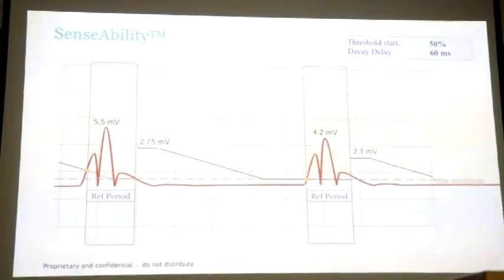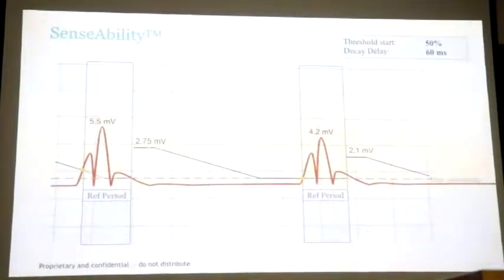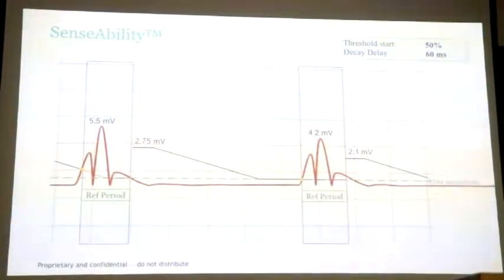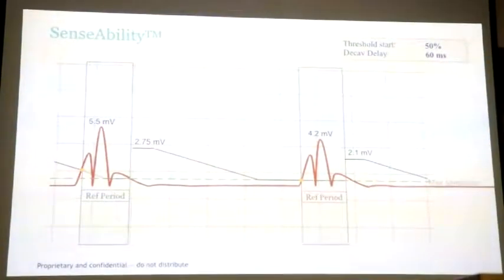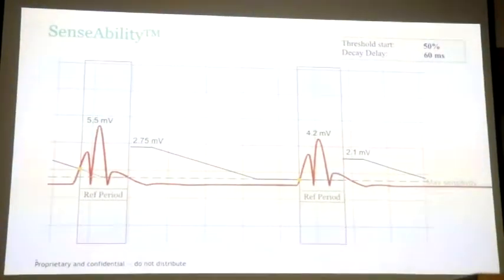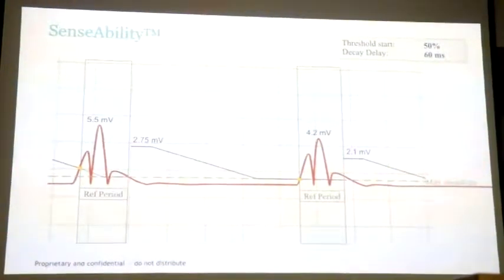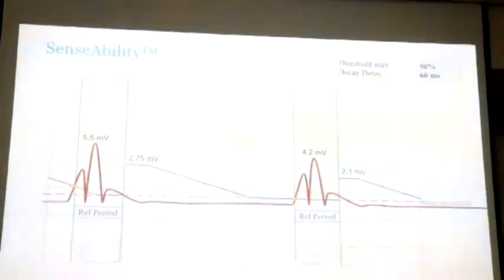It will then hold that for a period of time. This is called a decay delay, and this is a programmable number as well. At the end of that, so this may be 60 milliseconds. So here we've got 50% and a decay delay of 60 milliseconds. At the end of that then it starts to get more sensitive. And as you can probably see, the goal of this decay delay is, if there is a T wave, that it kind of hops over the top of it. Okay? So if you get T wave oversensing with an Abbott device, typically you're changing one of these values.